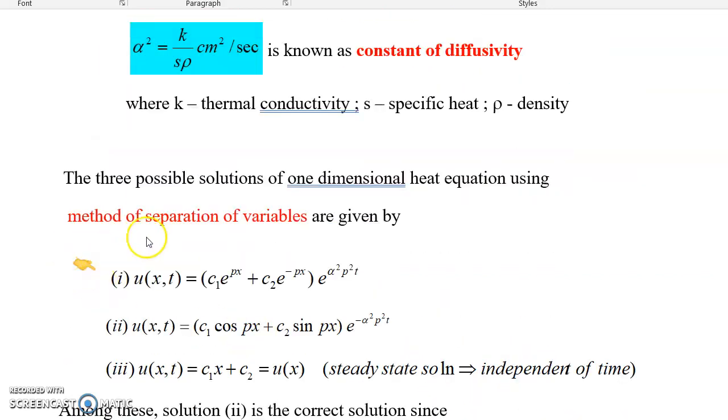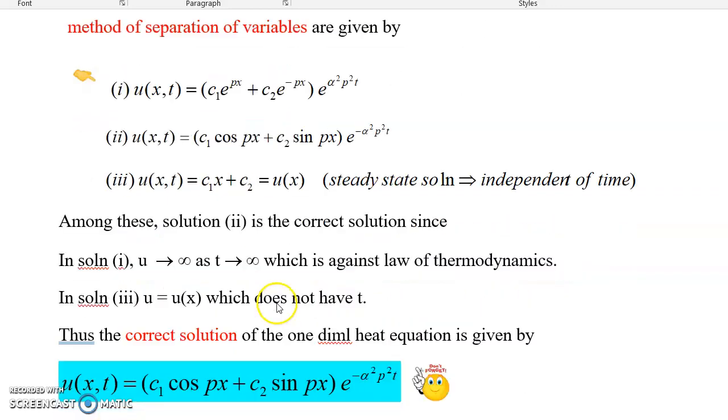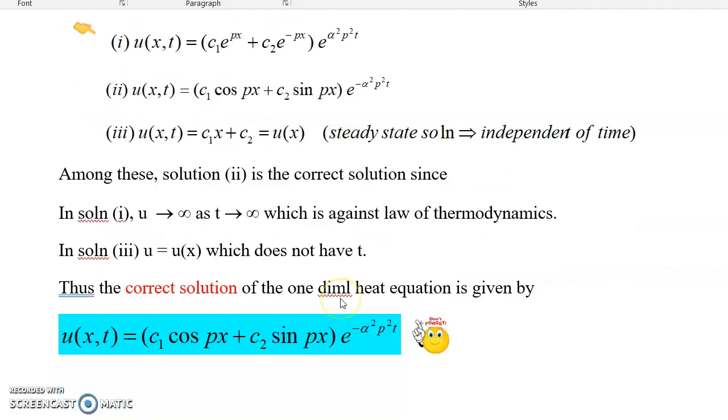And using the method of separation of variables, we solve this heat equation and we get three different solutions like this. So these are the three possible solutions of the one-dimensional heat equation. And the last one, when you observe, is known as the steady state solution, which is independent of time. Among these, we need to select that particular solution which is most suitable for heat conduction.